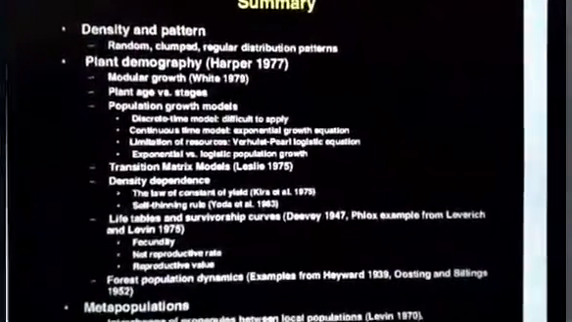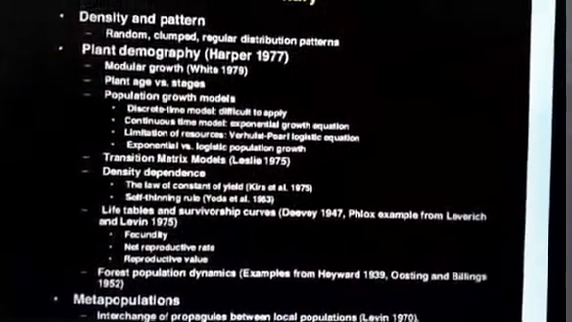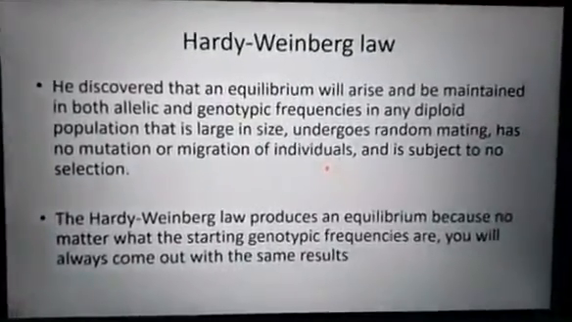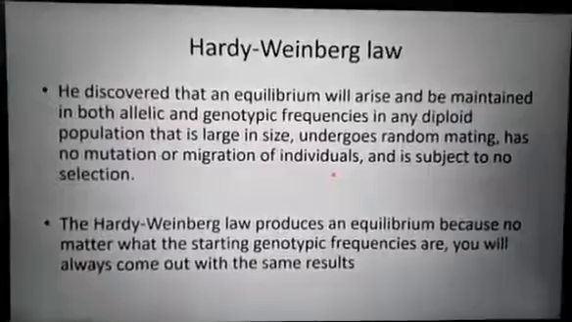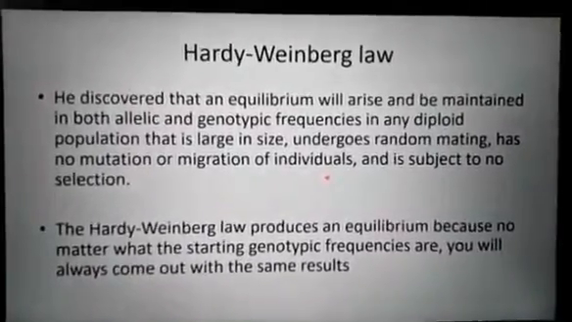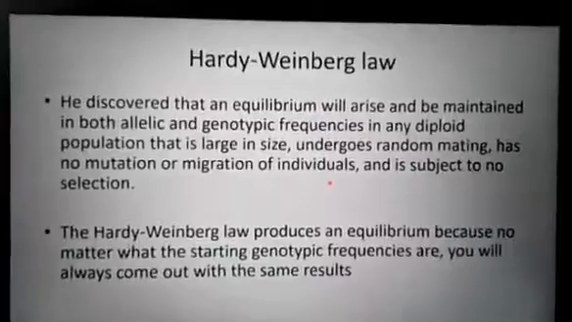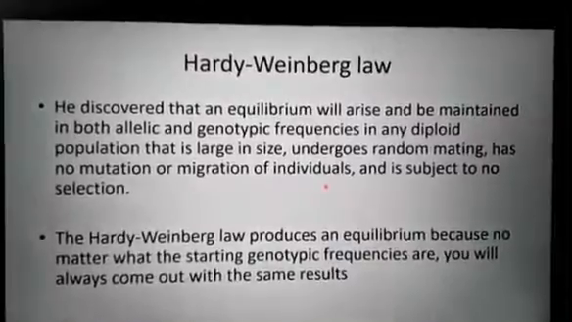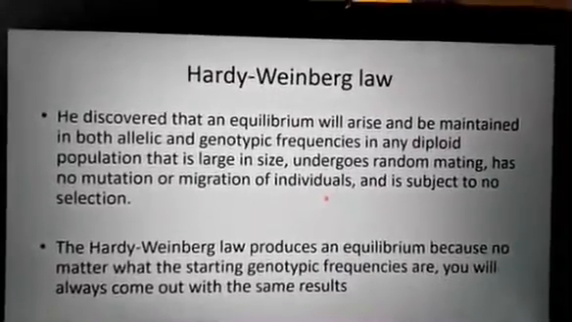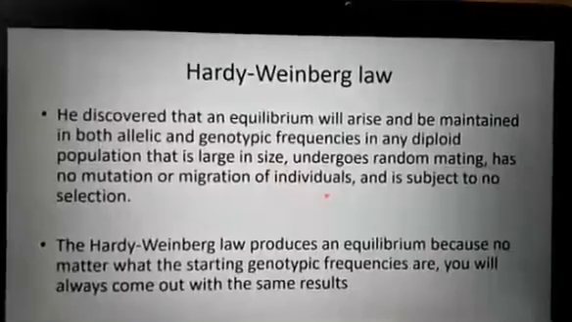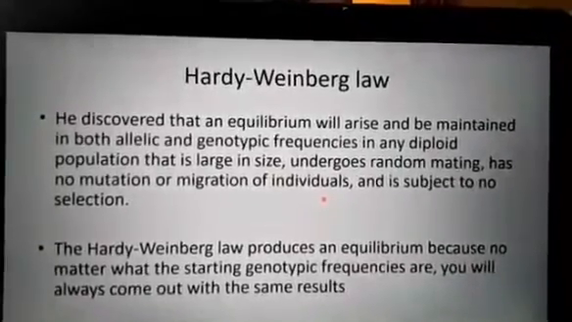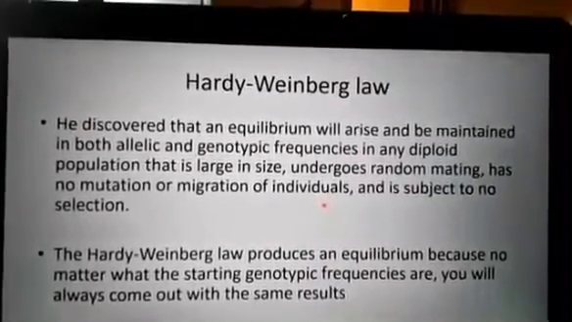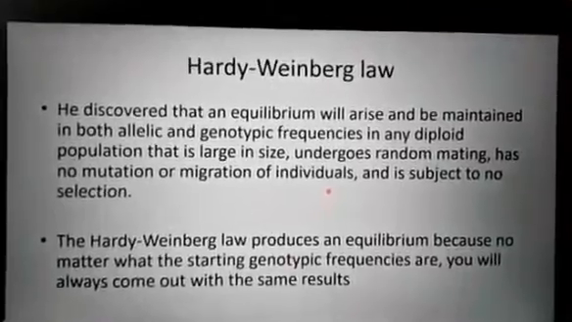So this is just the summary of what we just covered. We are going to look at some mortality rates. So first we're just going to talk a little bit about Hardy-Weinberg's law. So we're saying that he discovered that an equilibrium will arise and be maintained in both allelic and genotypic frequencies in any diploid population that is large in size, undergoes random mating, has no mutation or migration of individuals, and is subject to no selection.